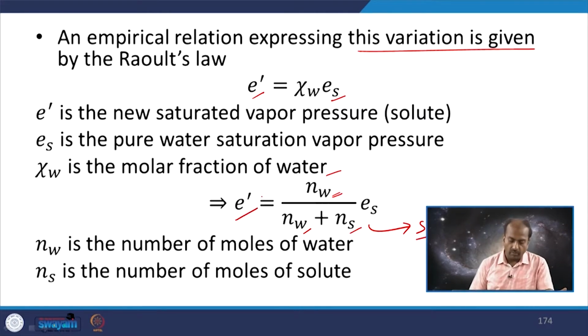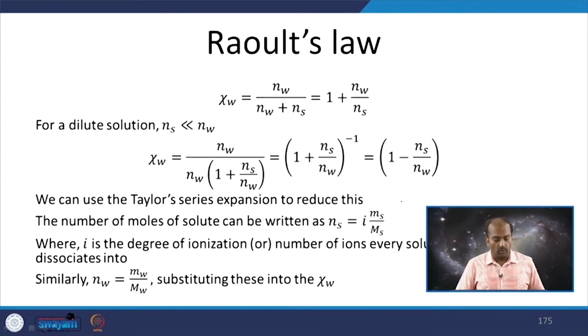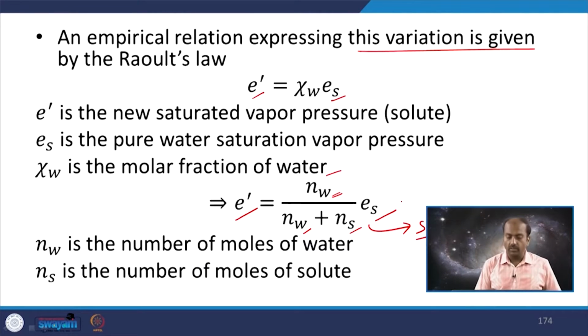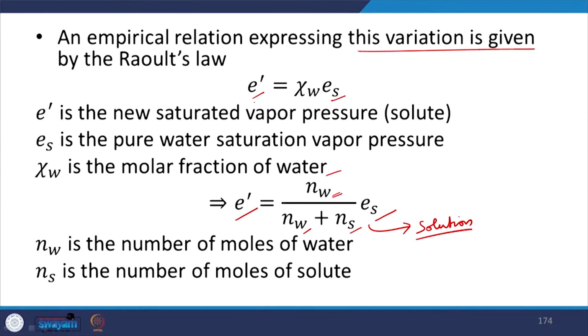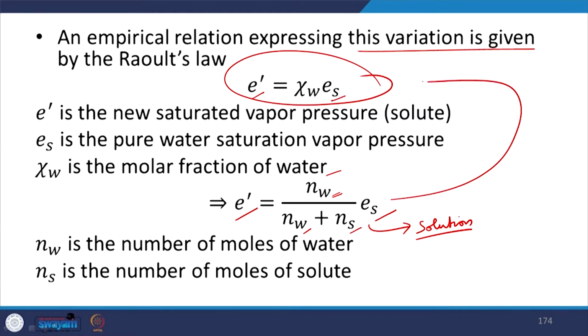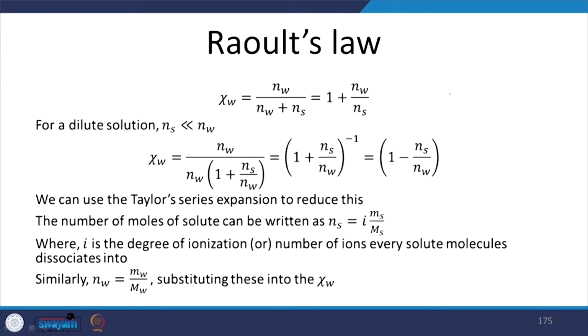So, this is the saturation vapor pressure in the presence of a solute, and this is in the absence of a solute, where NW is the number of moles of water, NS is the number of moles of solute, right. So, if we continue this, this is an empirical relation. This relation needs to be substituted with this, right. So, this is Raoult's law.